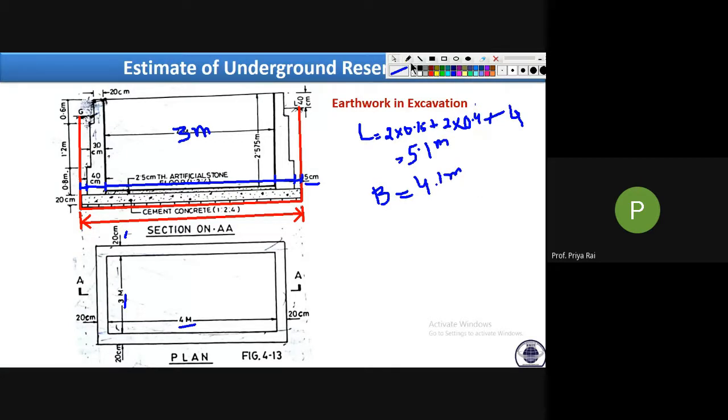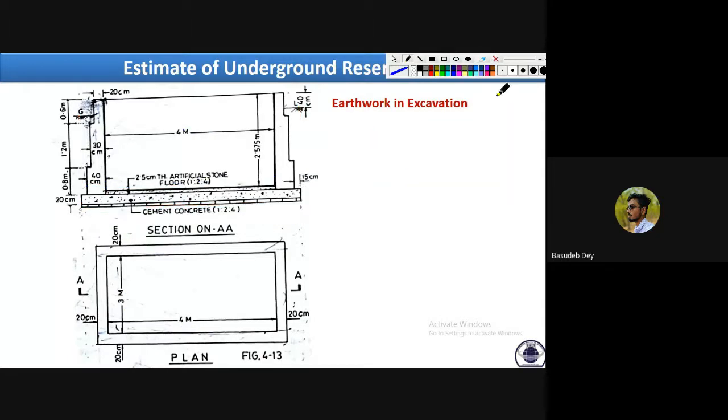Okay. So here, this is actually the earthwork in excavation volume. This is the area of earthwork in excavation. If you look from top, it will look like this. This much area we need to calculate. So this length is 5.1 and this length is 4.1.